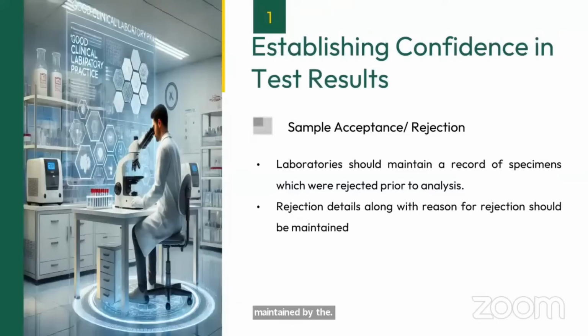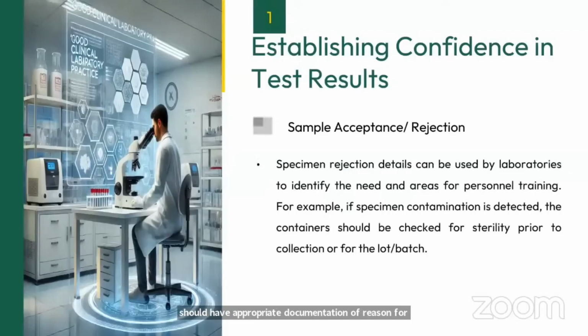Rejection details along with the reason for rejection should be maintained. So whenever you are rejecting a sample, you should also know the reason for rejection, or you should have appropriate documentation of the reason for rejection of those specimens. Specimen rejection details can be used by the laboratory to identify the need and areas for personnel training. So many times when you are rejecting samples, it gives you input on which area should be emphasized in the sample collection practices or in the phlebotomy area.